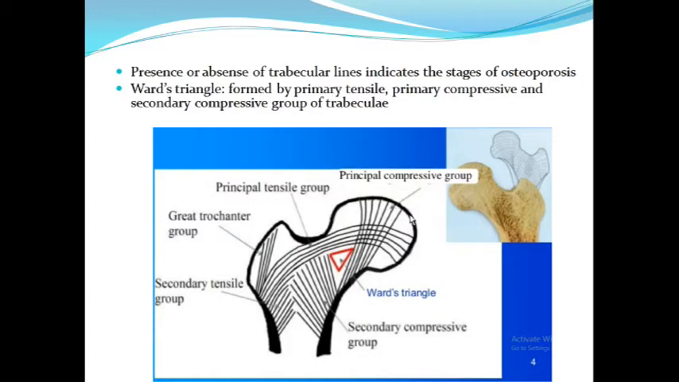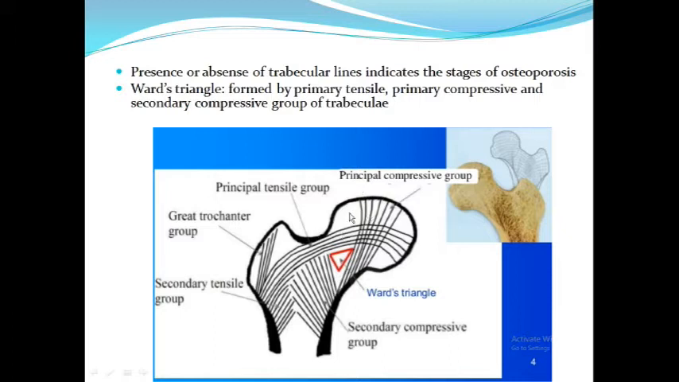Now this is very important. Trabeculae, later on I will tell you what is its significance. So just know what are trabecular lines. These are the lines and they indicate the stage of osteoporosis. Okay, so when the bone is highly osteoporotic, these lines will become less dense. As the bone becomes more and more porous, these lines will be less dense, and when the density is more, you can say the bone is healthy bone.